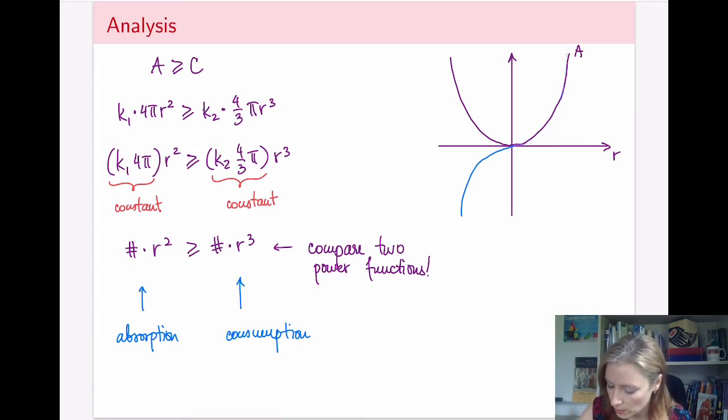Okay, let me make it a little bit prettier here. There we go. Something like this, okay? Let's pretend that this is nice and smooth. And this is for consumption.